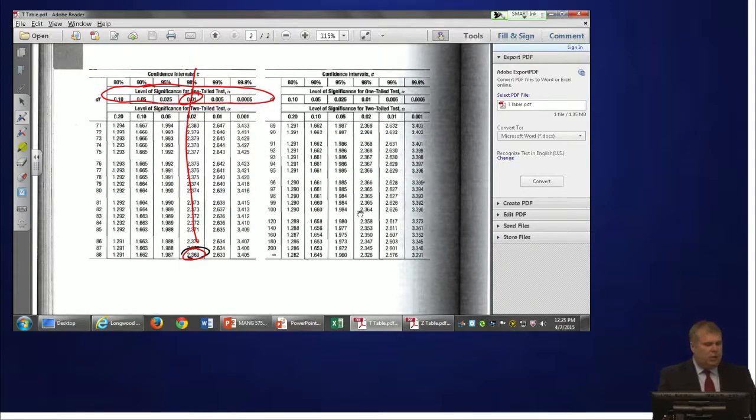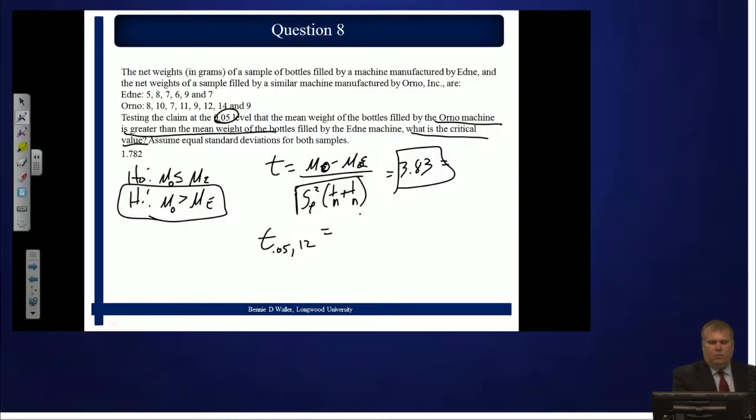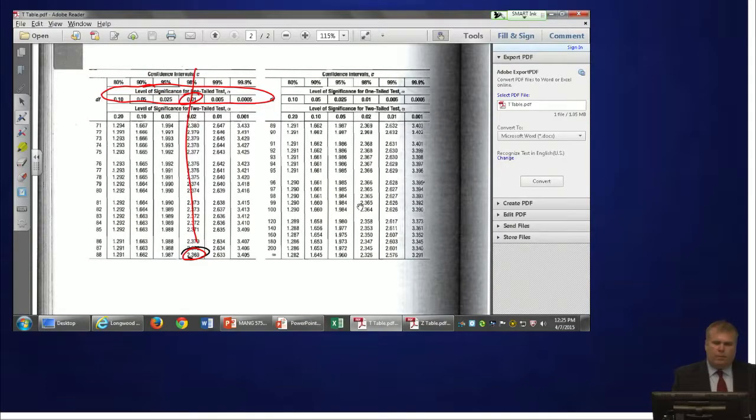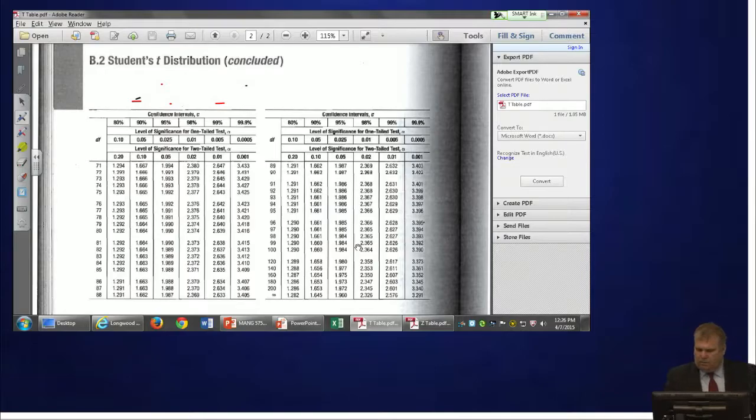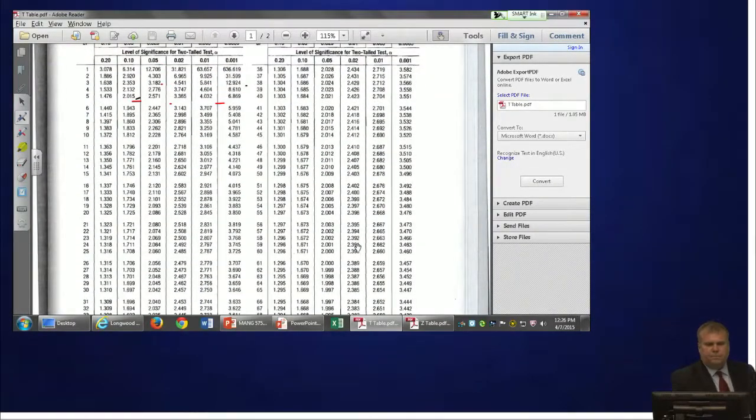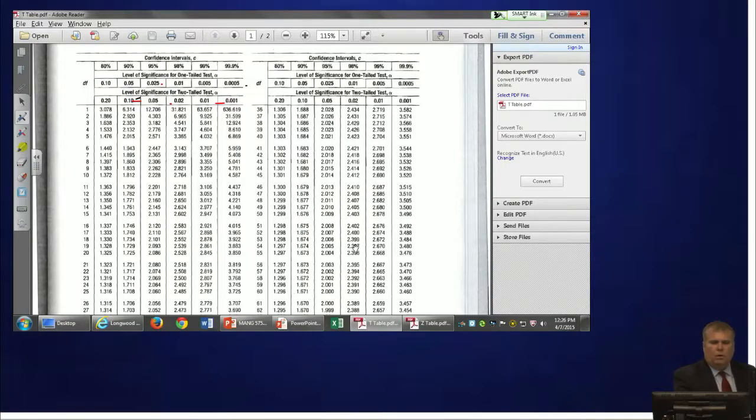Let me use a t table. So we had a total of 1, 2, 3, 4, 5, 6, 7, 8, 9, 10, 11, 12, 13, 14. So N1 plus N2 is 14, minus 2 is 12. So we would have 12 degrees of freedom on a one-tailed test. Now, the one-tailed test at 14, still need to go up more. At 14 degrees of freedom, it's 1.761, and the answer is 1.782.